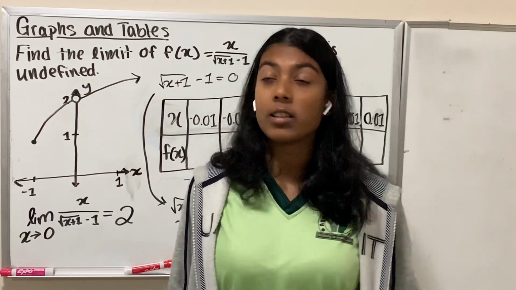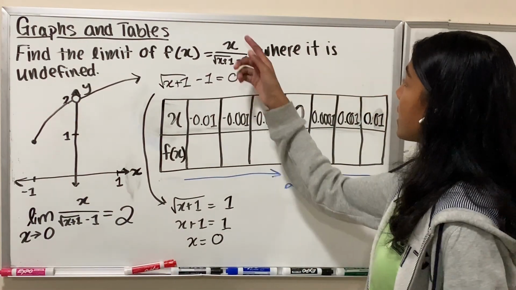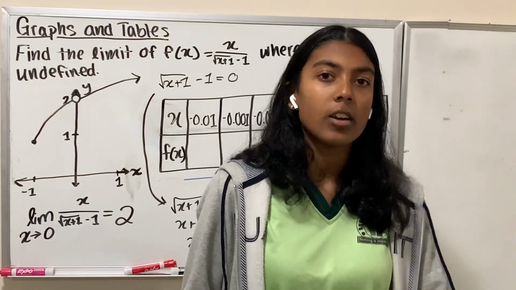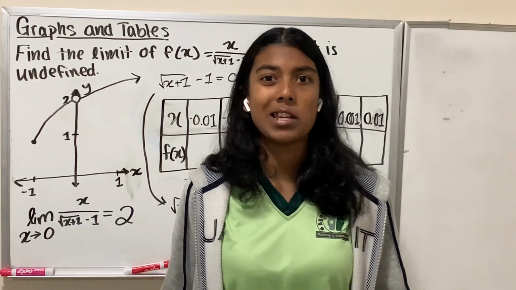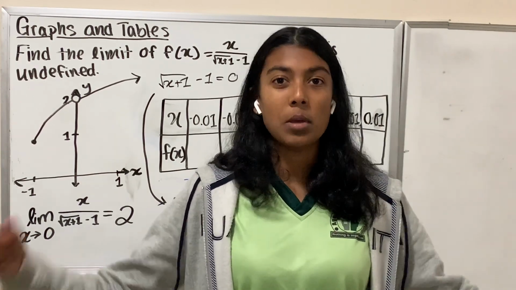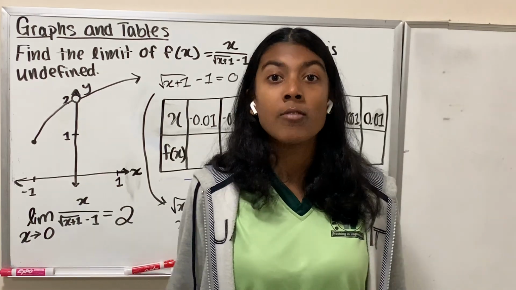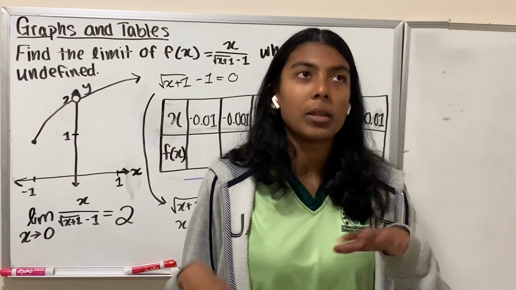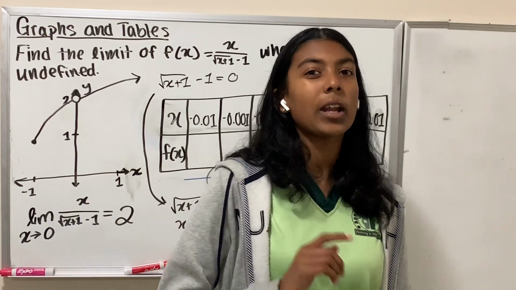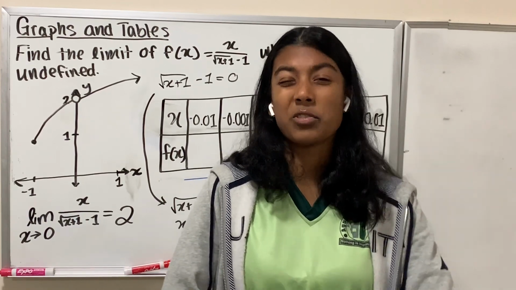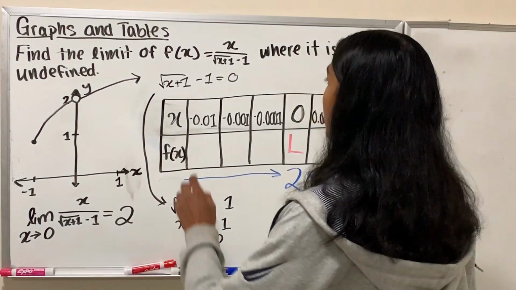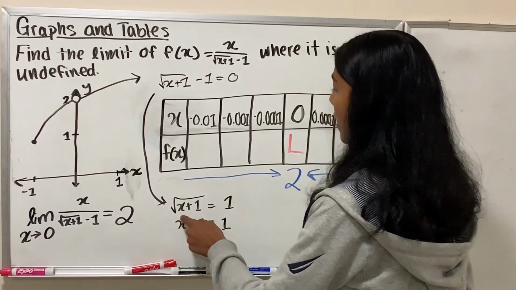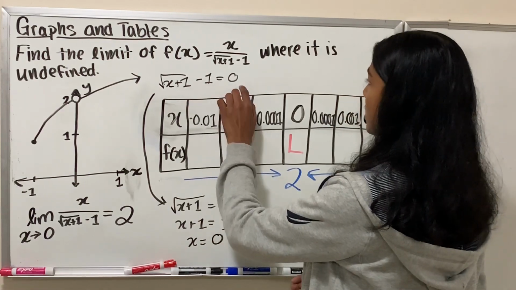Anyways, our problem today is find the limit of f of x is equal to x over the square root of x plus 1 minus 1, where it is undefined. Our first step is to find where it actually is undefined. That's where our limit is going to be approaching from both sides, and that's where we're going to have a hole in the graph. So our function is going to be undefined if the denominator is 0. So let's solve the denominator for 0 to find where x will be undefined. So the square root of x plus 1 minus 1 has to be 0. Bringing it down, the square root of x plus 1 is equal to 1 because we add 1 to both sides.